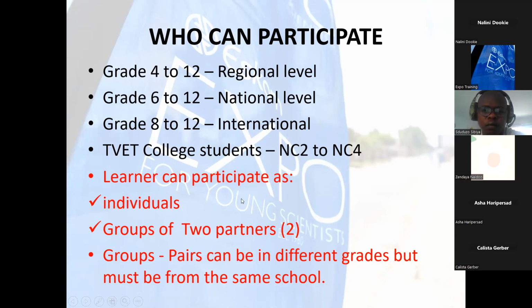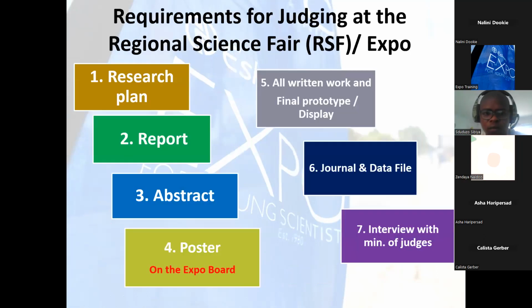Just a reminder, learners can participate as individuals or 2 learners per project, right? So that's pairs or groups of 2 and individuals. Okay, so the requirements for participation, or for judging, I should say. First is a research plan, which we're going to be talking about today. It's the start of the project. And then once the research plan has been approved, the learner does the project and then prepares the report.